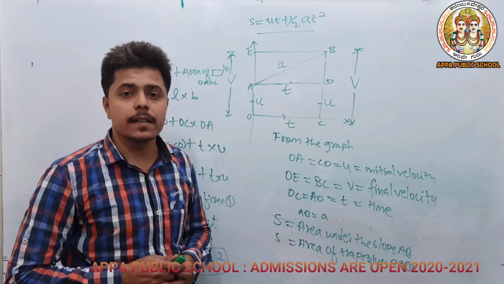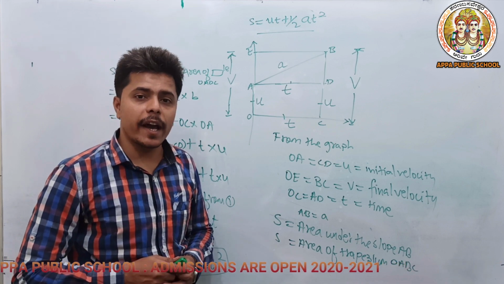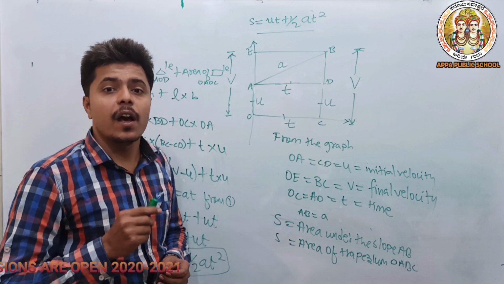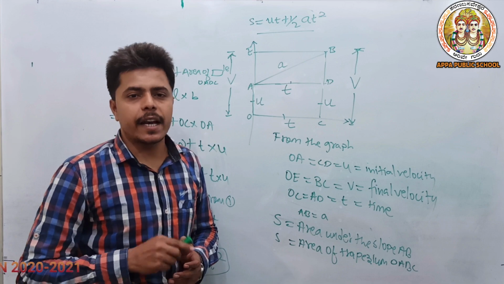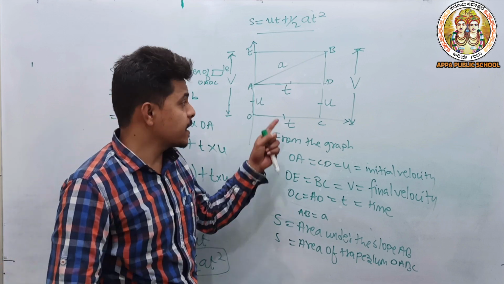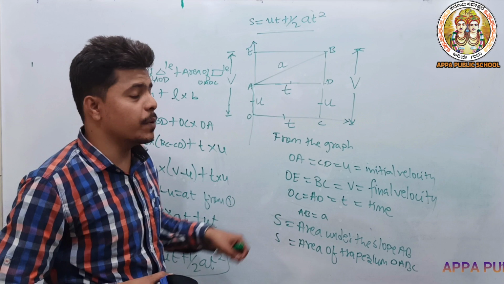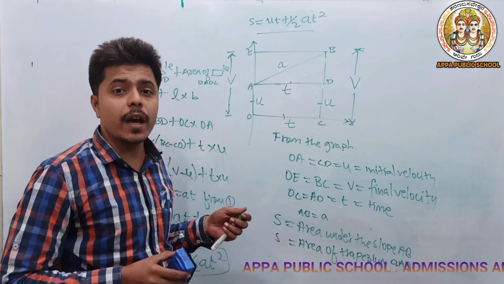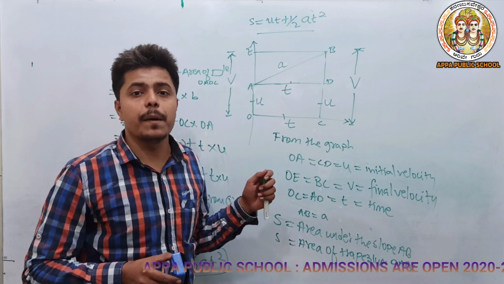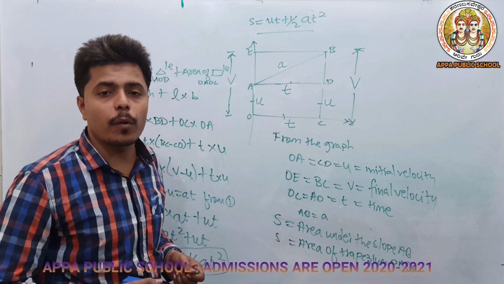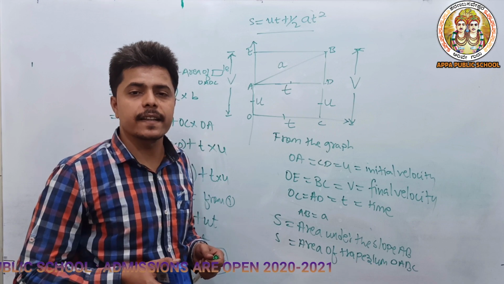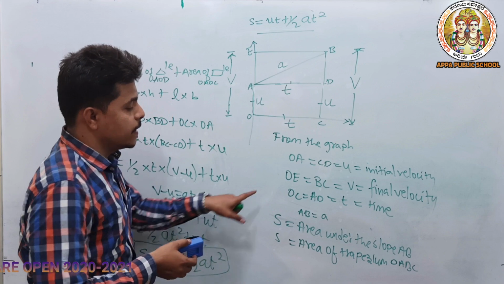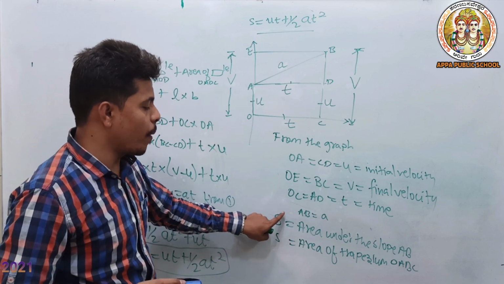Now we are going to derive the third equation of motion, that is V square minus U square is equal to 2AS, which is nothing but the position-velocity relation by graphical method. This graph is common for all the three derivations. These given things are common for all the three derivations. So now there is a change: we are going to take the area of trapezium OABC. We use the formula for area of trapezium, that is sum of parallel sides by 2 into base.